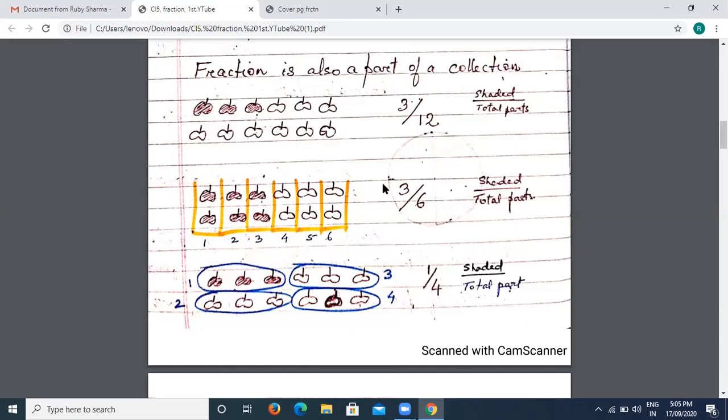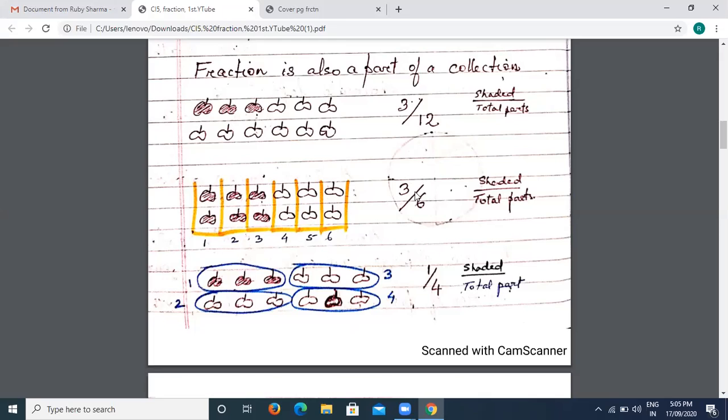Now suppose that same 12 apples are divided into 6 equal parts. So each box will have 2 apples. So we have total 6 parts. Now, if I shade 3 parts, I'm not shading 3 apples. So remember, children, 3 by 6 may not mean 3 apples out of 6 apples. If there were only 6 apples here and I shade 3 parts, that will mean 3 by 6. But it is important to know that 3 by 6 may be another multiple of 3 by 6 also.